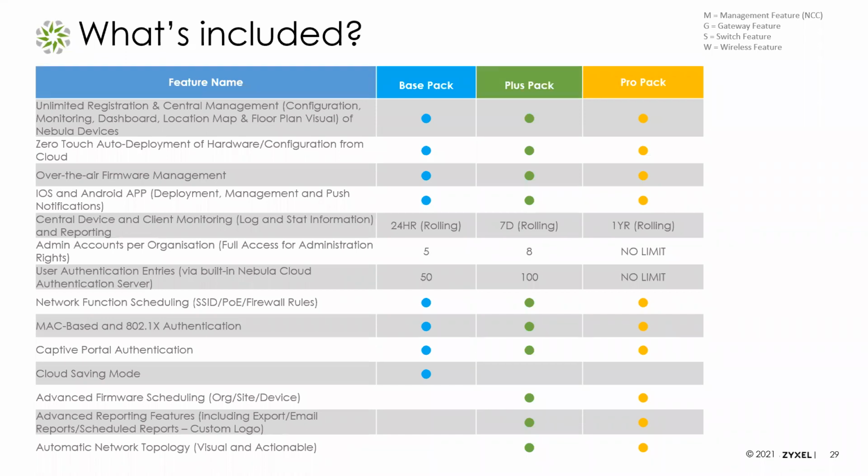And then when it comes to user authentication, we have a cloud-based authentication server you can use. So if you are using that, you are limited to 50 entries in that cloud authentication server. Plus Pack gives you 100, Pro Pack, it's unlimited. And again, if you don't want to use the cloud authentication server, but you do want to do authentication, you can still use a Radius server with no limitations as far as the number of users go.